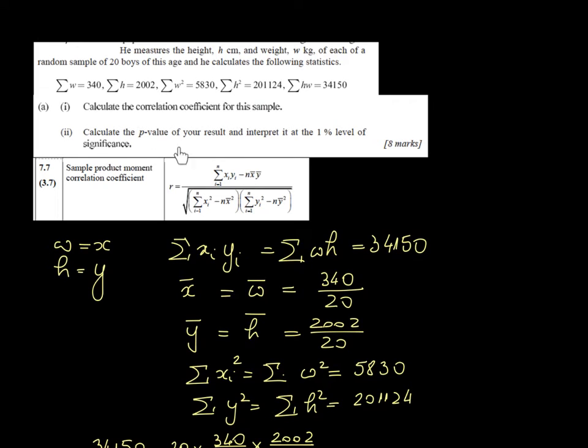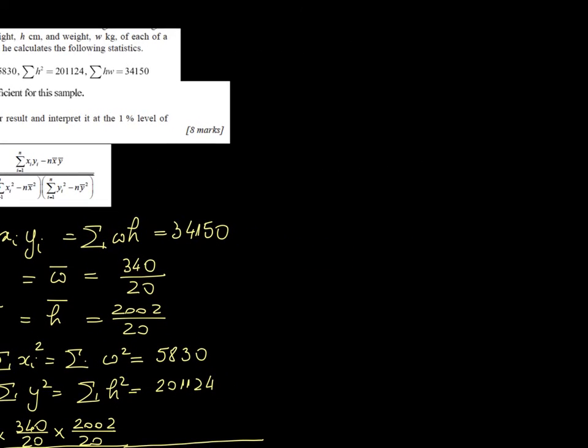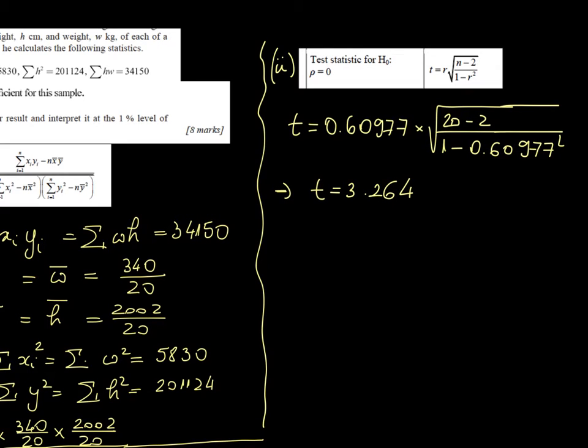We'll now be looking into calculating the p-value of our result and interpreting it at the 1% significance level. So, using the t-test, we find the t-value using this formula, which is from your formula booklet. So the t-value is 3.264 to 3 significant figures.